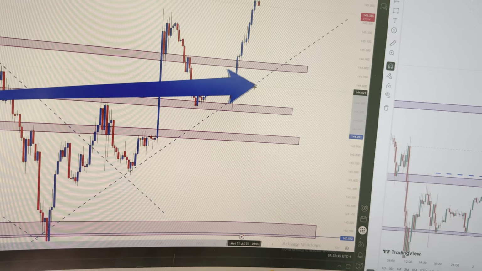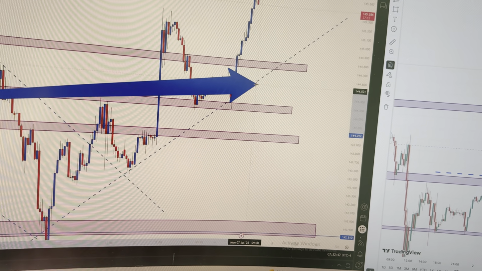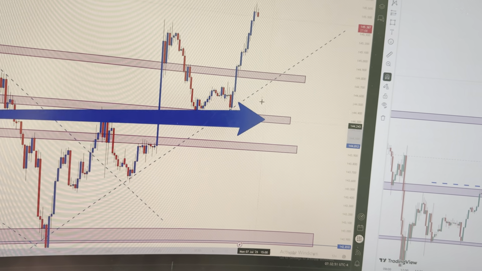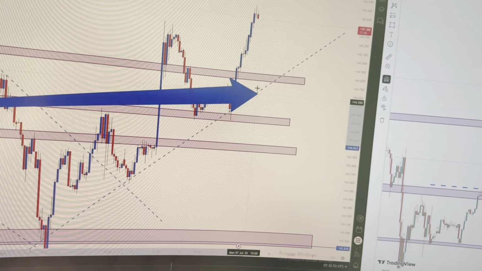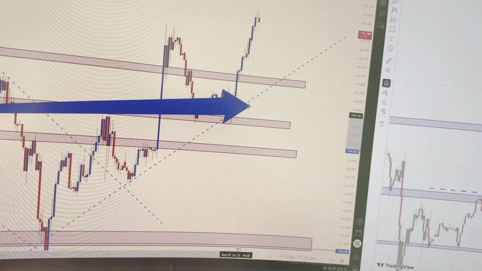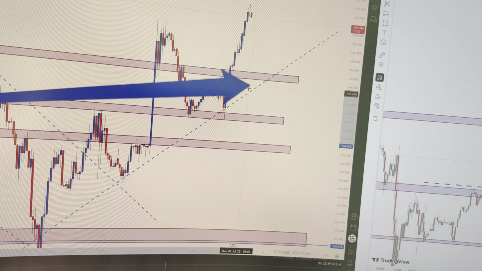Okay, after reacting here, don't execute, because if you execute here, there is a possibility the market is going to continue to the downside to retest before continuing up. So if you execute here, the market might go a little bit down, take you out, and then come back. So since this trend line is between these two order blocks, what do?